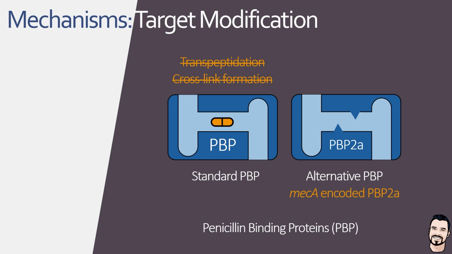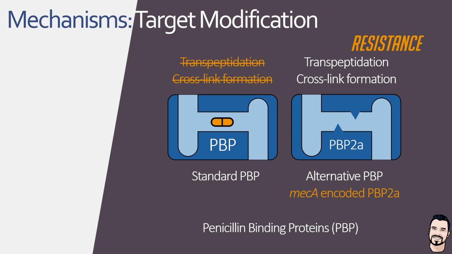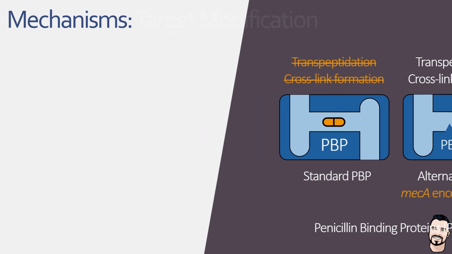Now, this alternative enzyme has very low affinity for various beta-lactam antibiotics, including methicillin, due to modification of amino acids in the active site, preventing beta-lactam binding, while still allowing its transpeptidation activity, helping to form peptidoglycan crosslinks in the bacterial cell envelope and making the cell resistant to the antibiotic.